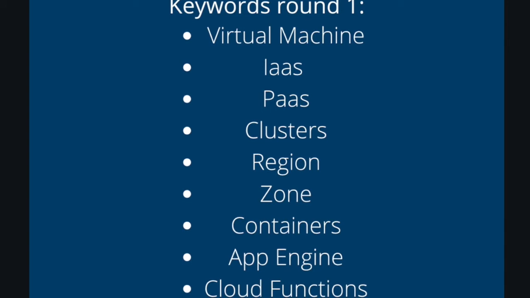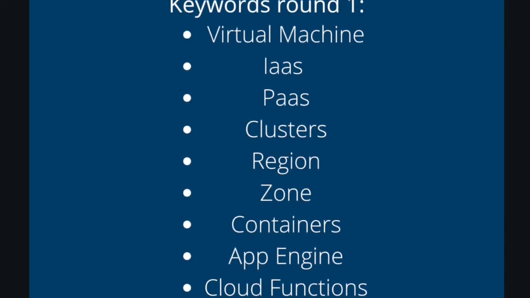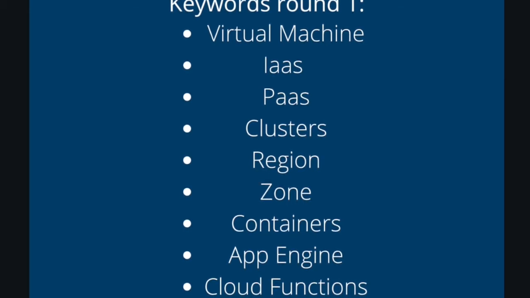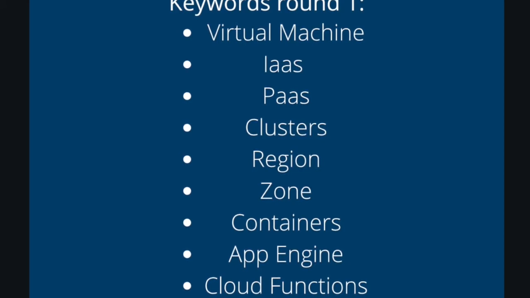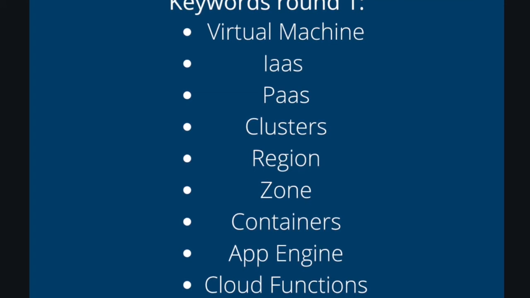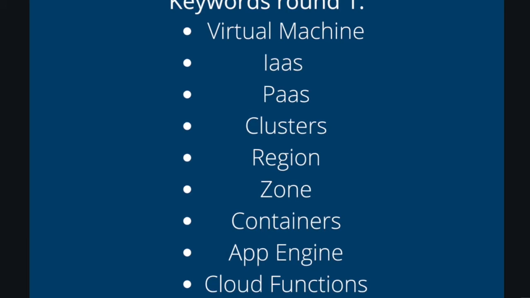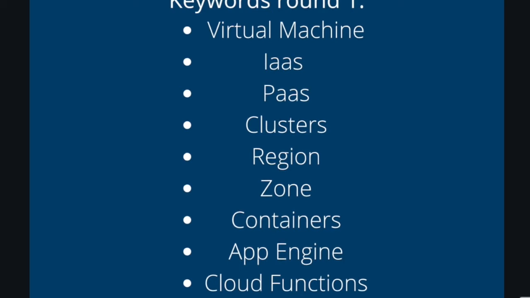A region in GCP refers to areas of the world. The world globally is split into continents, and then on each continent it's split further into regions. For an example, you can have US Central or US West. Zones split these regions even further. So you'll have US Central A, US Central B, US West A, and US West B. You can choose these depending on where you need the data center to be to provide the best outcome for your company.